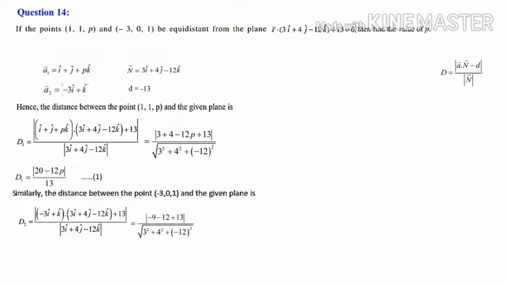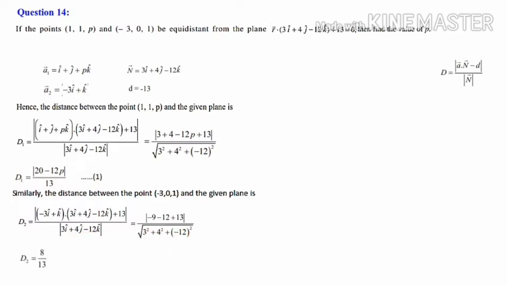Then when you take the dot product, here -3 is the coefficient of i cap, and here the coefficient of i cap is 3. So -3 into 3, that is -9. Here there is no j cap, that means the coefficient of j cap is 0, and here the j cap coefficient is 4. 4 into 0 is 0, no need to write. Then here the coefficient of k cap is 1. 1 into -12, that is -12. Then plus 13 divided by root of the modulus of this vector, that is root of 3 square plus 4 square plus minus 12 the whole square. We already calculated this value.